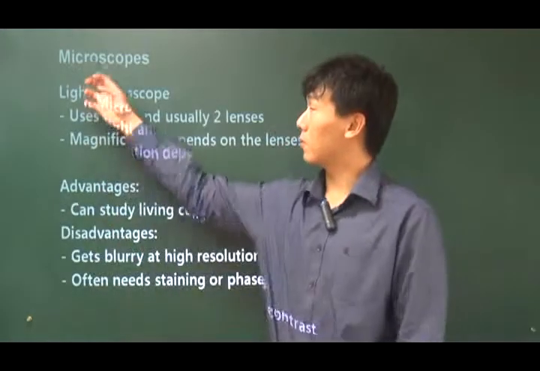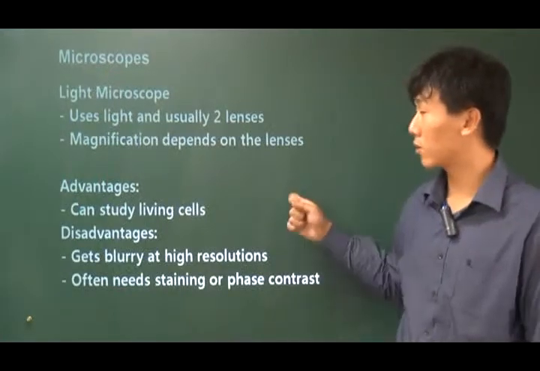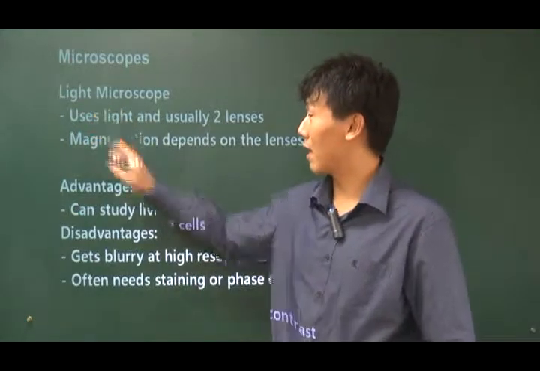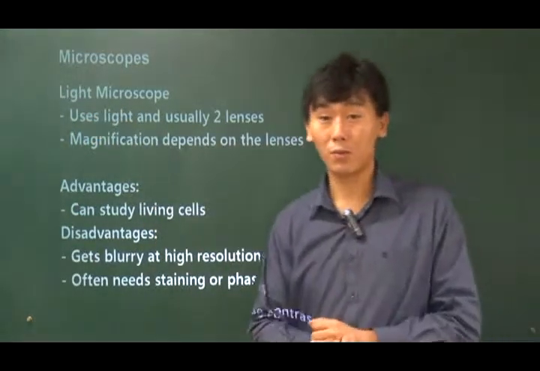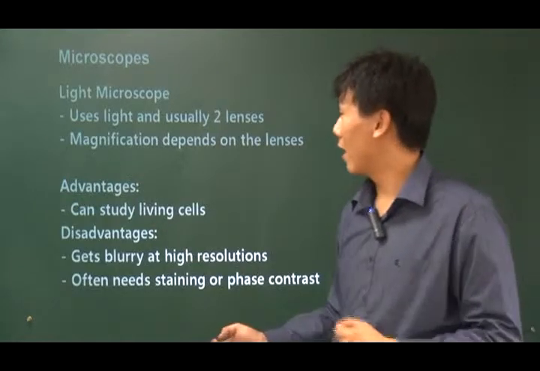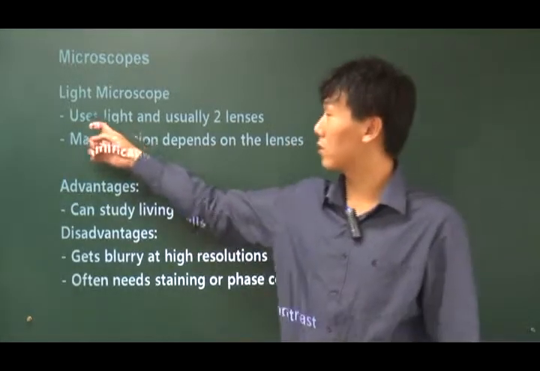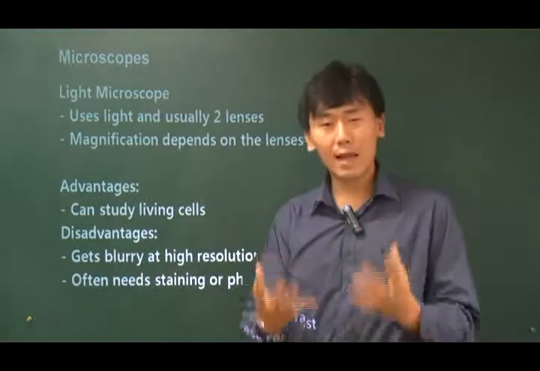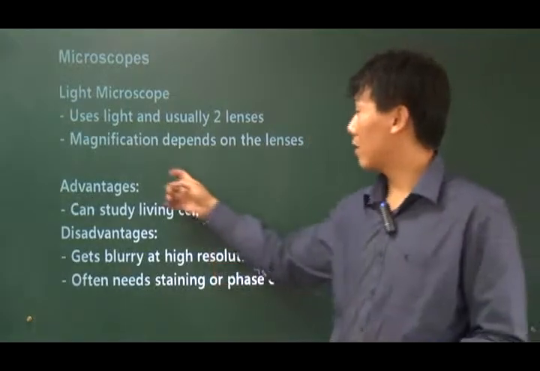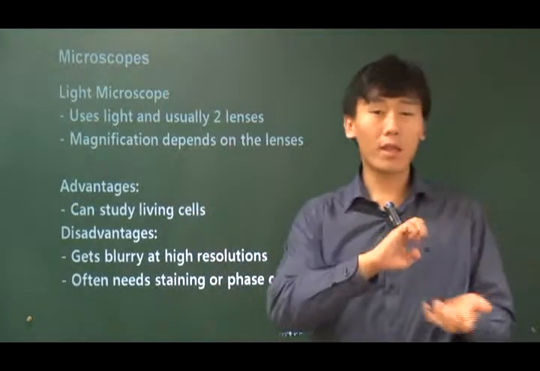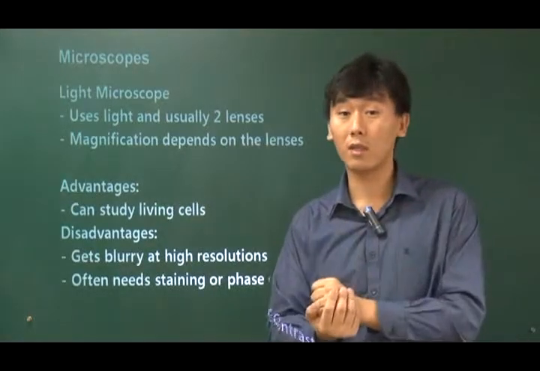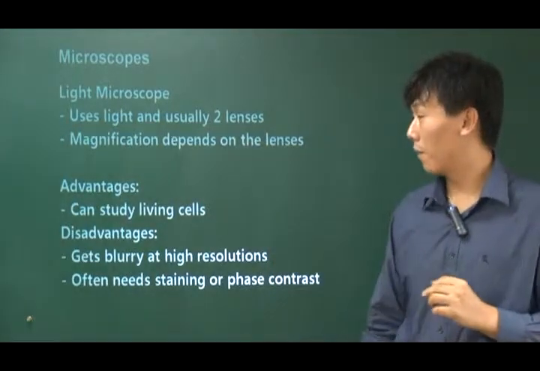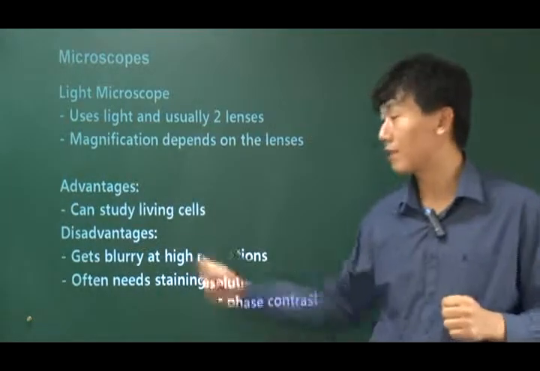So in the SAT2, they're going to ask about microscopes. The two microscopes you need to know are light microscopes and electron microscopes. The first is light microscopes. These are the type of microscopes you would see on a day-to-day basis usually. So the light microscope uses light and usually uses 2 lenses to magnify. And sometimes they ask you questions on magnification. So it depends on the lenses. So if there's one lens of 10 times and the other lens is 20 times, then you multiply those numbers and get 200 times. So the advantages of light microscopes are they can study living cells.